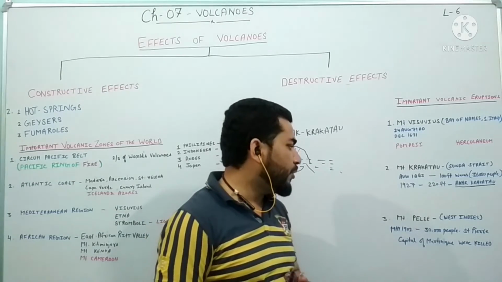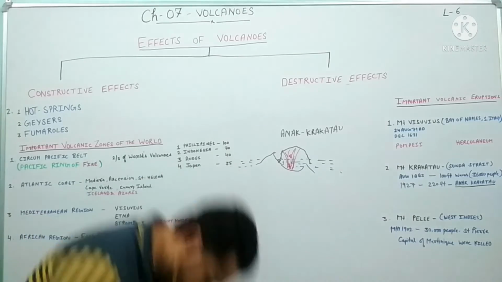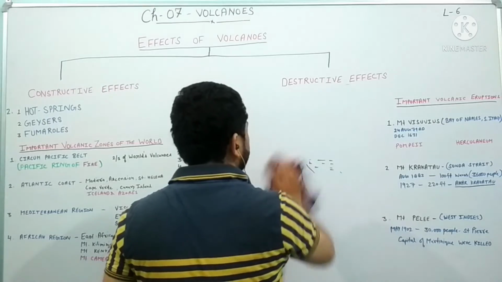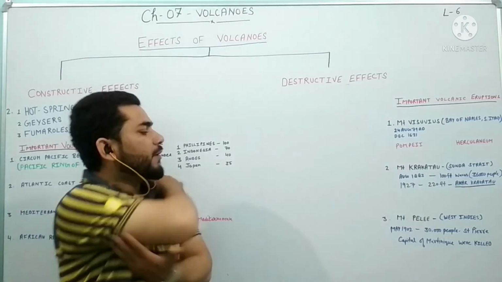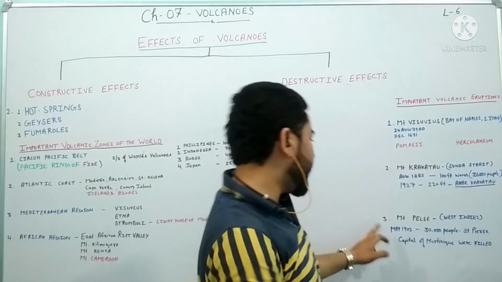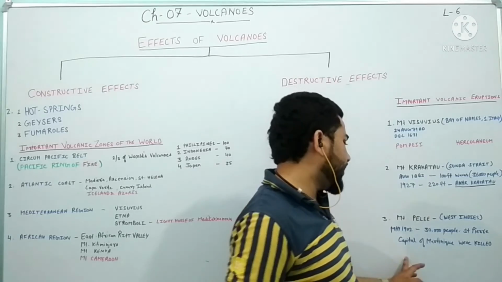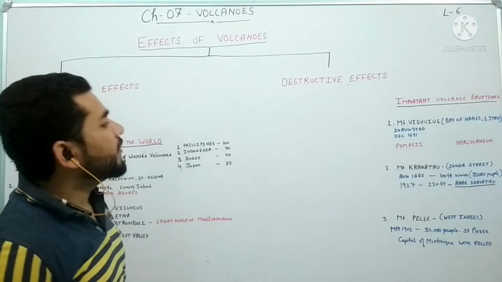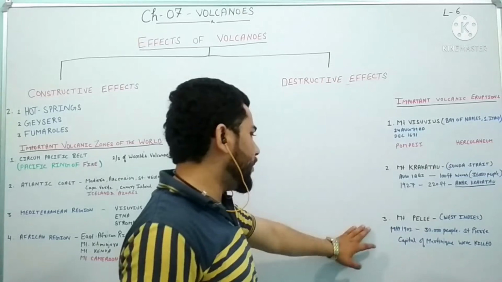Then Mount Pelee. Mount Pelee is in West Indies. West Indies is a Caribbean island, near the Caribbean Sea, which is near Central America, between North America and South America, right? There in May 1902, it erupted, and around 30,000 people at Saint Pierre, which is the capital of Martinique, were killed, right? So these were some of the important volcanic eruptions we have studied: Mount Vesuvius, Mount Krakatau, and Mount Pelee.